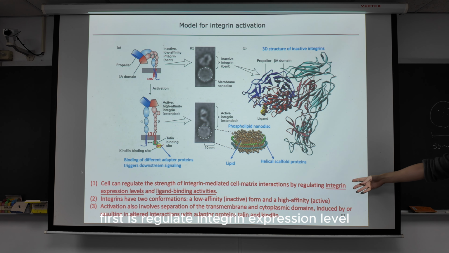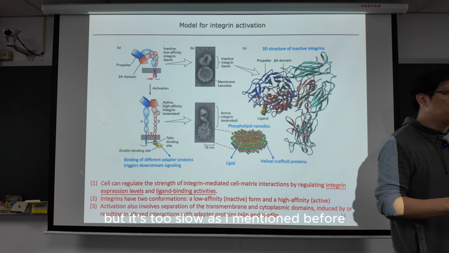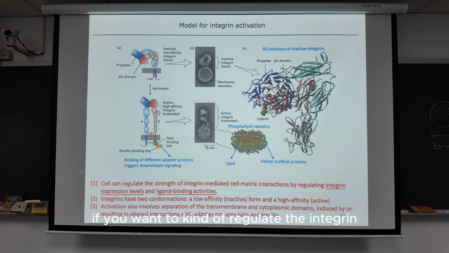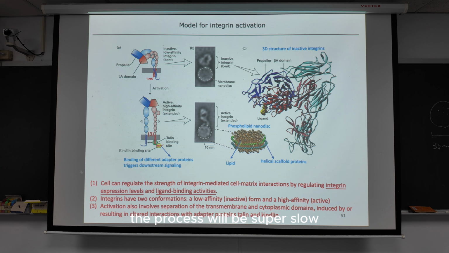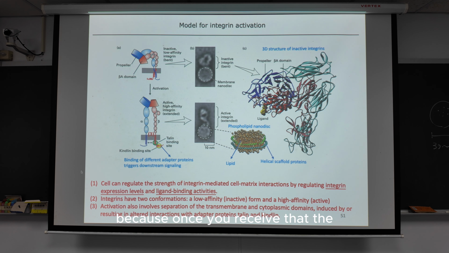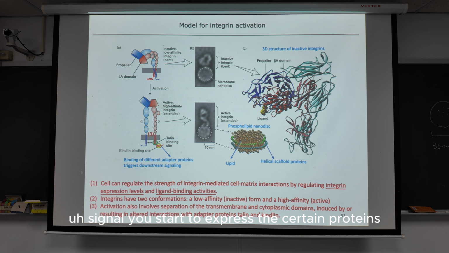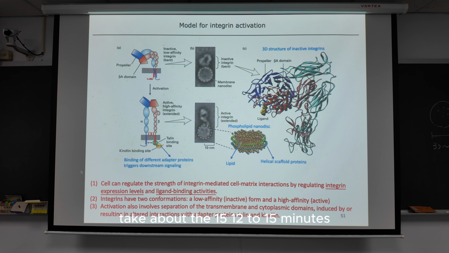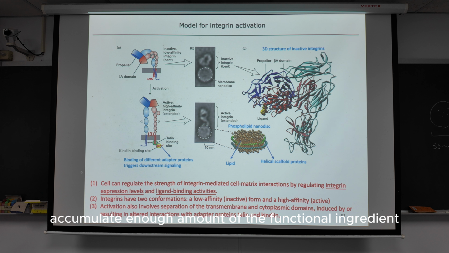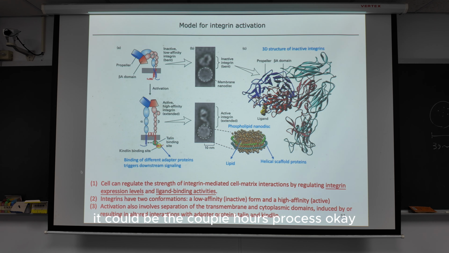First is to regulate the integrin expression level, but it's too slow. As I mentioned before, if you regulate integrin based on protein expression level, the process will be super slow, because once you receive the signal, you start to express the certain proteins, which takes about 12 to 15 minutes. To accumulate enough functional integrin to make a difference could be a couple of hours. But migration should be faster than that, so we need a faster regulation.